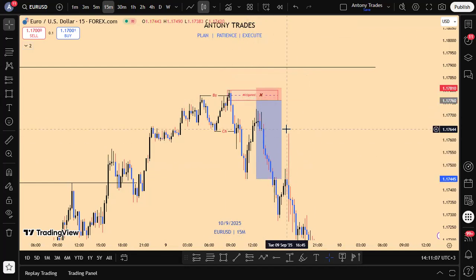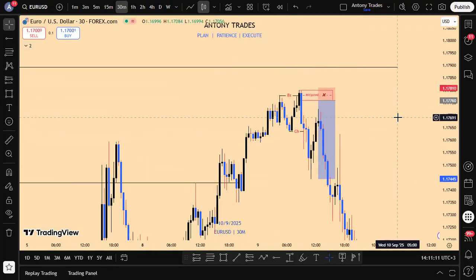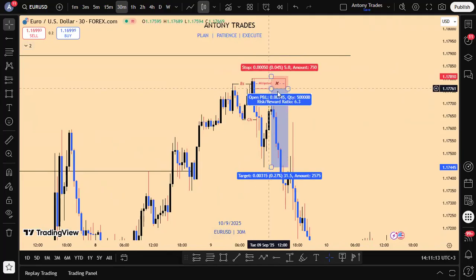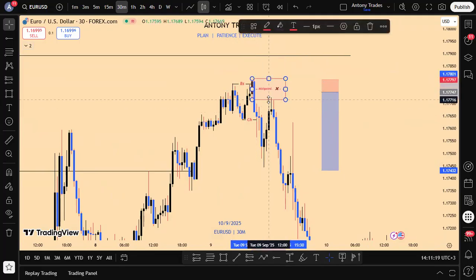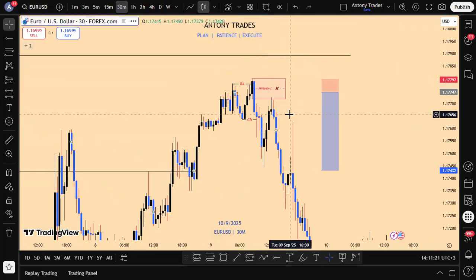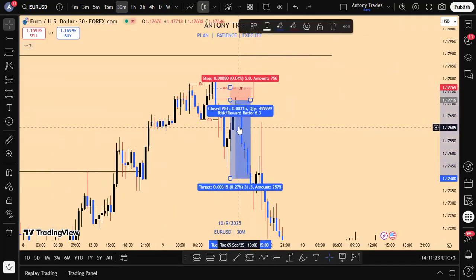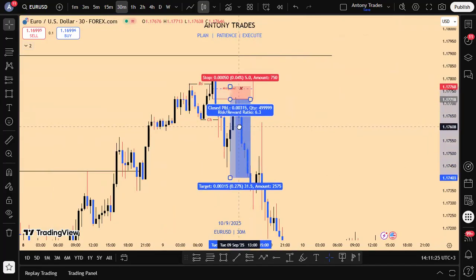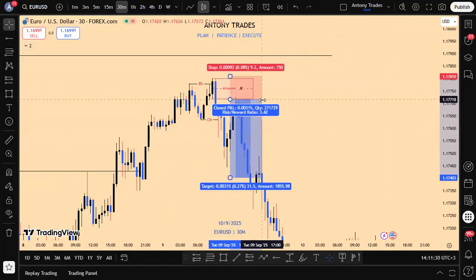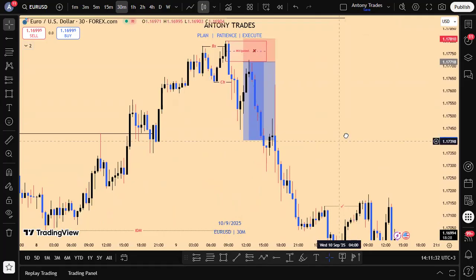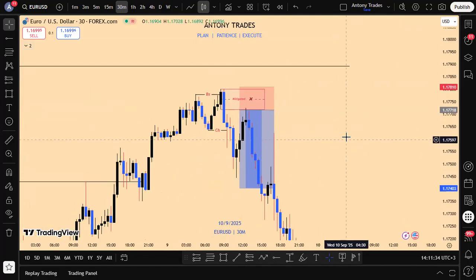I think it reacted on a 30 minutes order block, and you can see here we have a very nice order block from the 30 minutes. This is the order block, and the market reacted from this order block from the 30 minutes time frame. So I ended up missing that trade, guys, which was a very clean trade. It was a very nice trade.